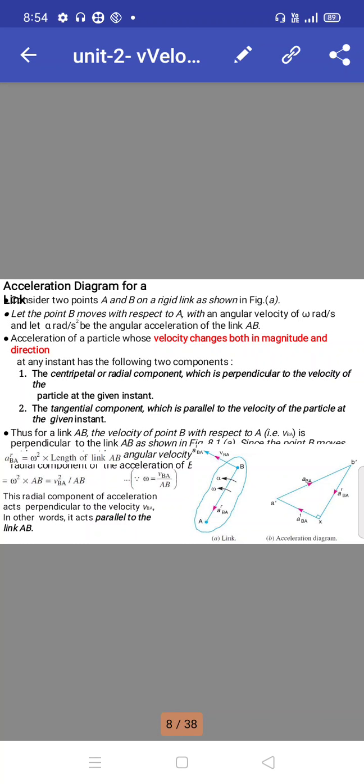Thus, for a link AB, the velocity of point B with respect to A is perpendicular to the link AB. So the radial component of acceleration, a^r BA, is equal to omega square into length of the link AB, that is omega square into AB, which is equal to VBA square divided by AB. The radial component of acceleration acts perpendicular to the velocity VBA. In other words, it acts parallel to the link AB.